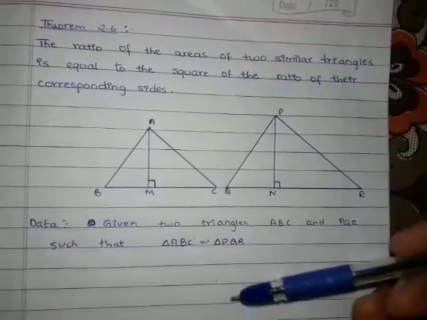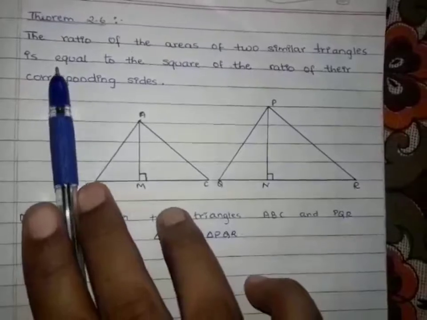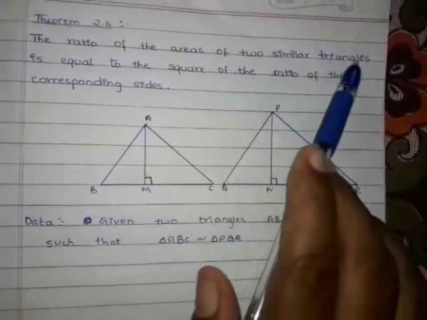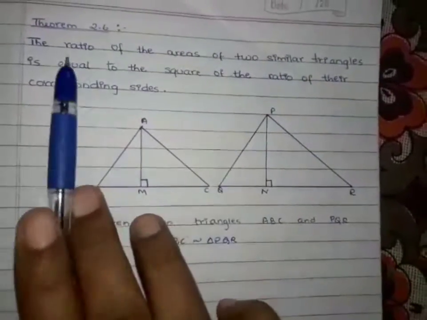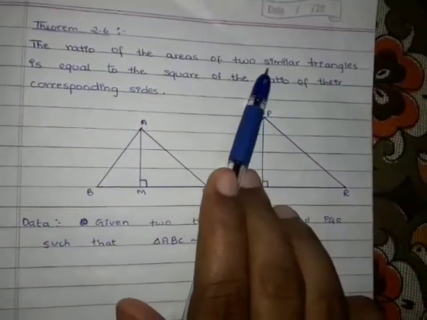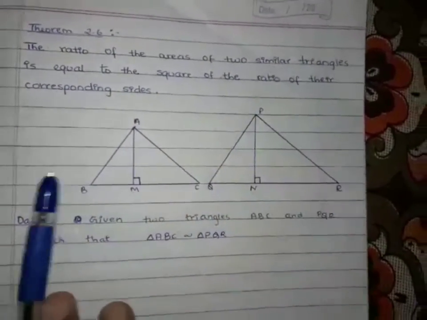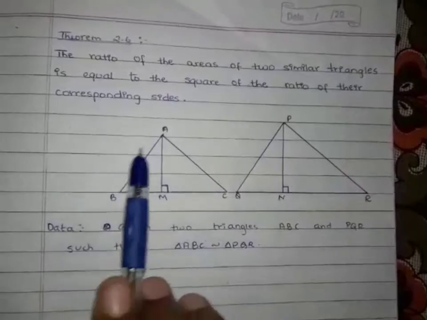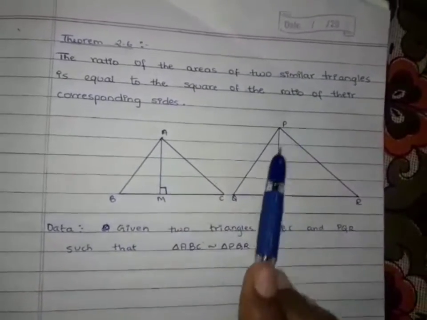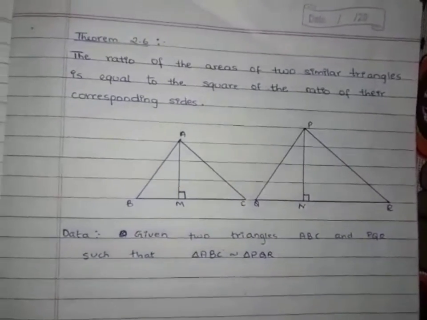We are considering it to be given because here they have given the ratio of areas of two similar triangles. So to prove whatever they have given, we have to consider two similar triangles. So which are the two similar triangles here? It is ABC and PQR. Okay, so what are we supposed to prove?